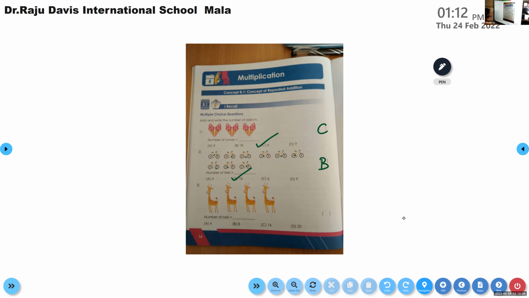Now, Arathi, please unmute and tell me the next one. Number 3. Number of tails. Arathi, where are you? How many tails are there? One giraffe has 1 tail. So like that, 4. So 4 times 1. What's the answer? 4 tails, ma'am. Option A, 4.